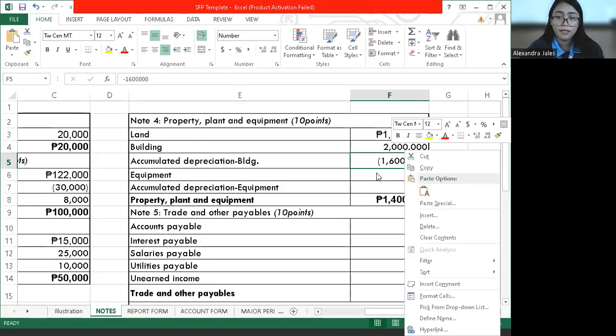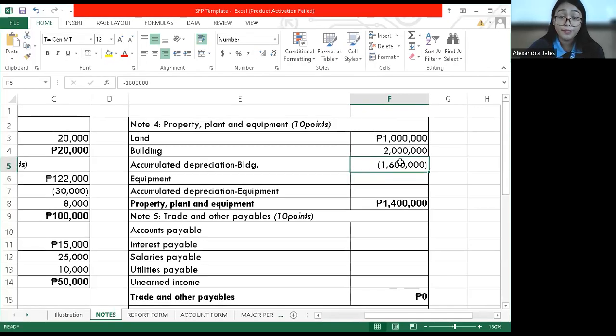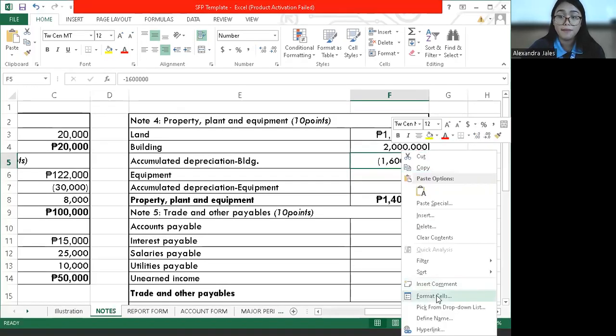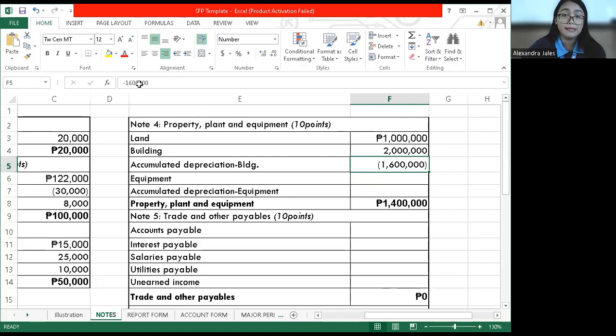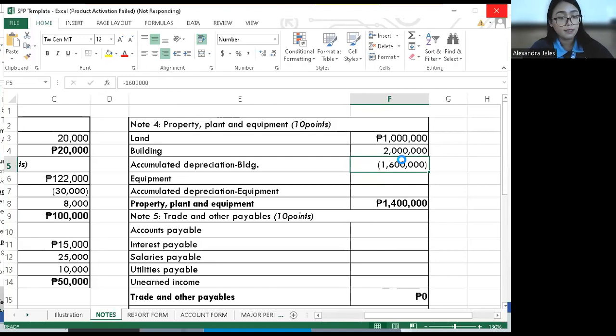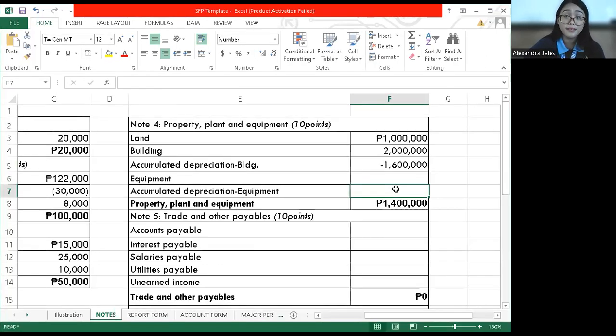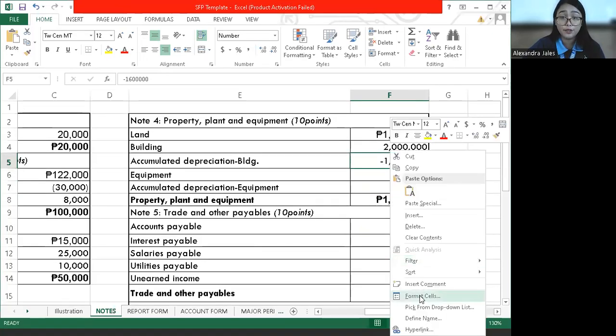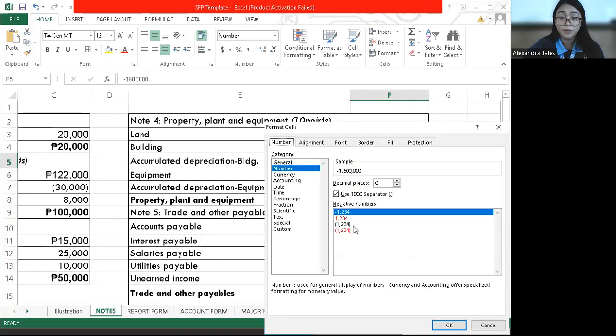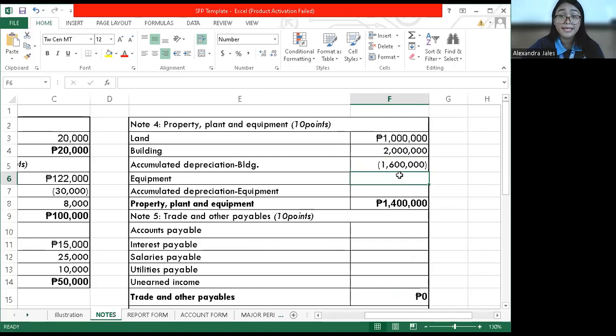What if it has not been changed to that format? If your format is still like this, let me show it to you first. Okay, what if this is still your format? Sometimes Excel gives you this format, right? So that means you have to change that. Take note, we do not have negative for the value of money. So you just enclose that in parentheses for the deduction of your assets.